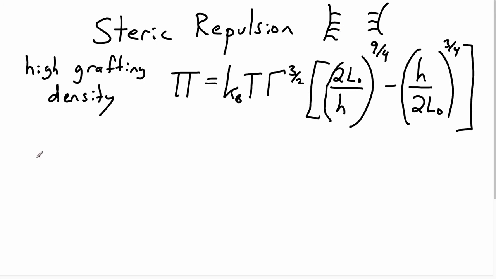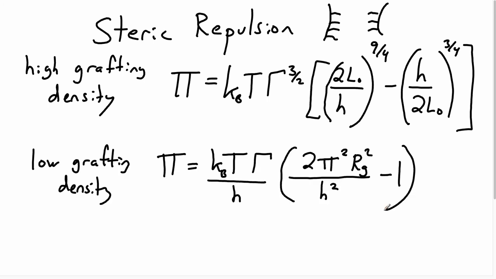Let's look at the low grafting density. For the low grafting situation, we have this equation, and we can see that in this case, the size parameter, of course, is going to be the radius of gyration. Once again, it's an entropic effect, and we have to rewrite the distance between the two particles.